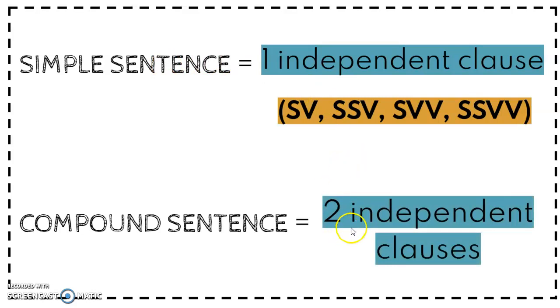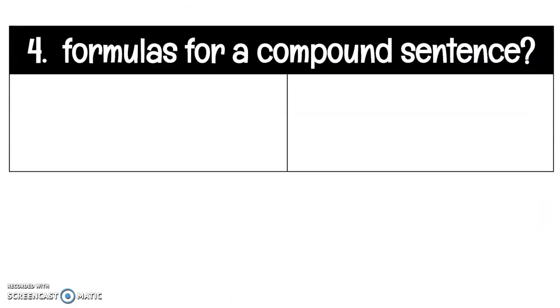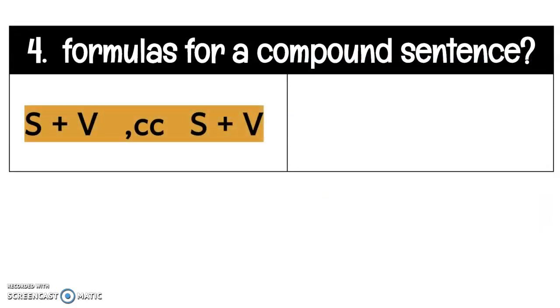When we have a compound sentence, we're putting together 2 of those independent clauses. And we have some special punctuation that we need to take a look at. So I'm going to give you 2 new formulas today. The first one is subject plus verb, and then a comma conjunction, and then another subject and verb. Or we might also call this an independent clause, and then a comma coordinating conjunction, and an independent clause.